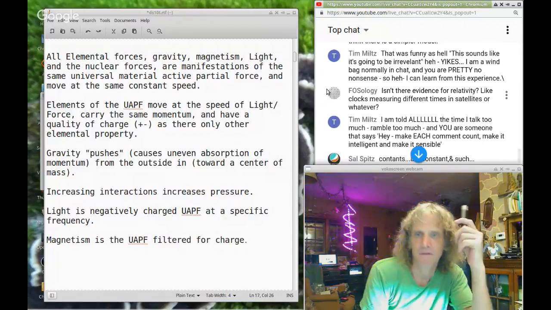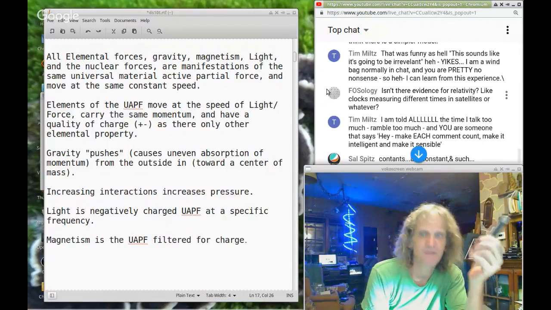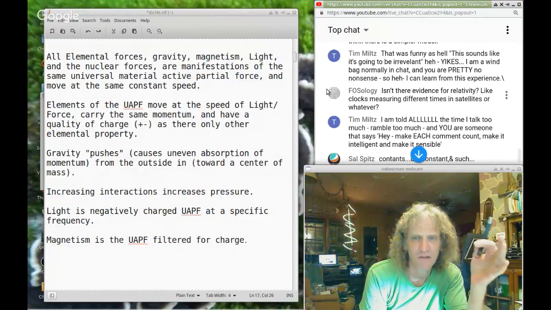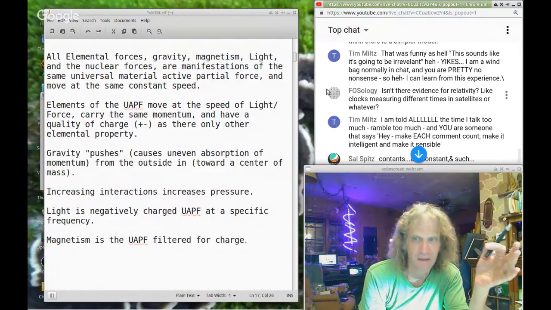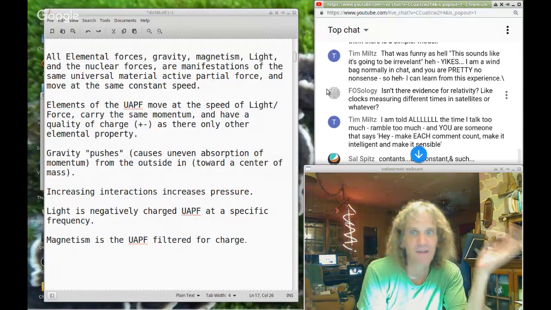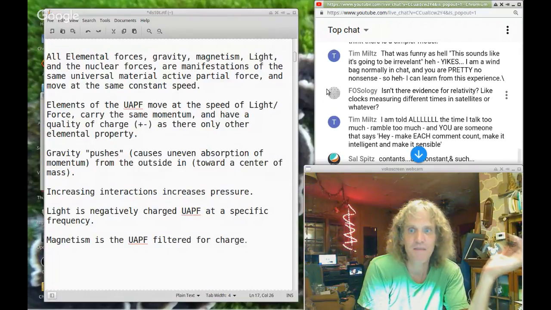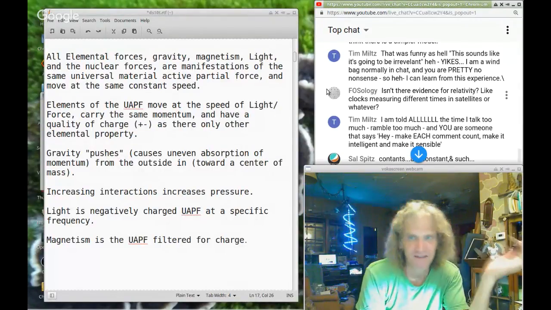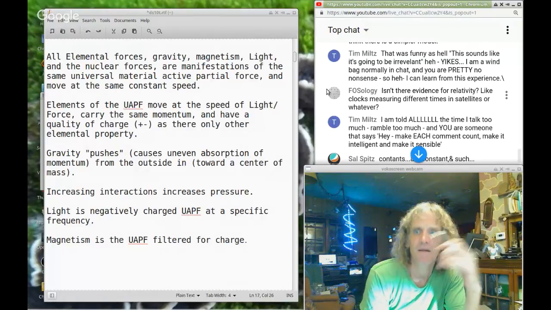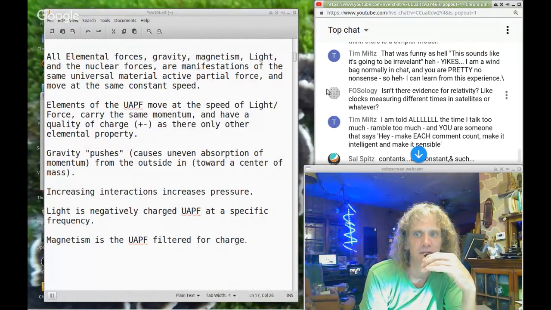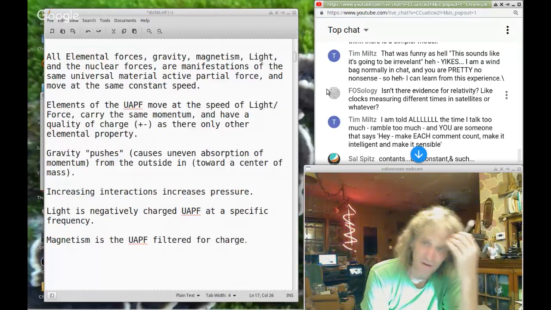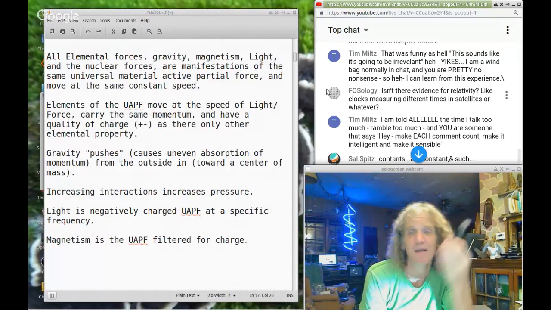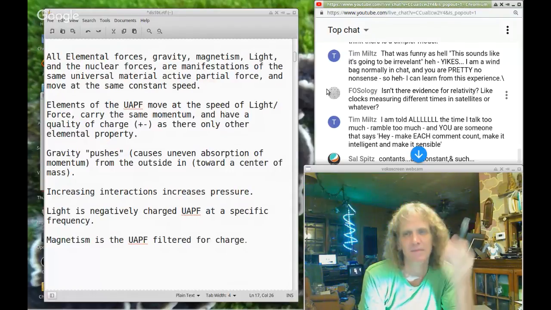Isn't there evidence for relativity? No, there's just this stupid relationship between velocity and breaking clocks, and this lie that they have evidence of photons being bent by gravity. There's no evidence otherwise, nothing. Oh, Jesus. Like clocks measuring different times in satellites. Again, I've been over it so many times. Why don't you watch some of my videos? I don't know how you could even think that I haven't already explained 4,000 times a simple explanation.